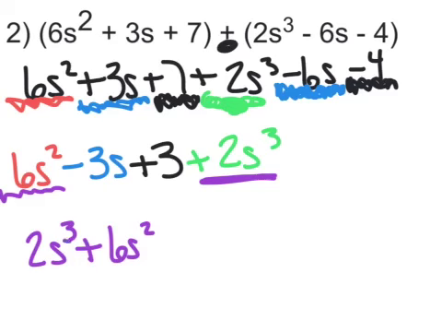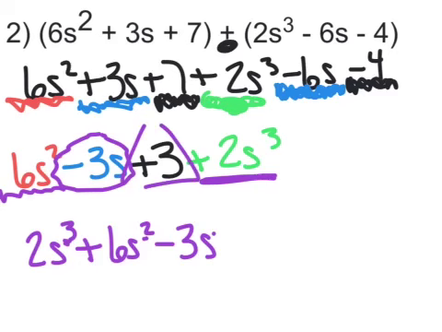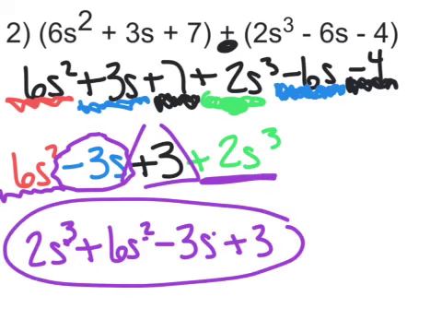So exponent of 3, exponent of 2, so exponent of 1. That would be this one right here. This is minus 3s, negative 3s. So exponent of 3, exponent of 2, exponent of 1. No exponent would be this last one, so plus 3. 2s cubed plus 6s squared minus 3s plus 3 is our final answer.